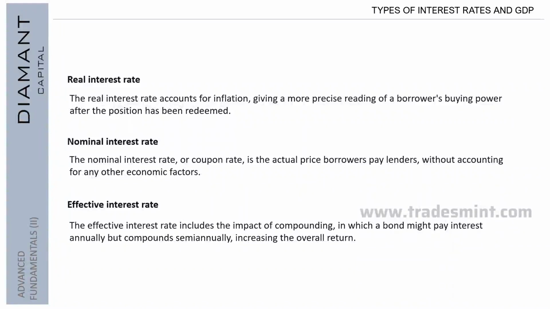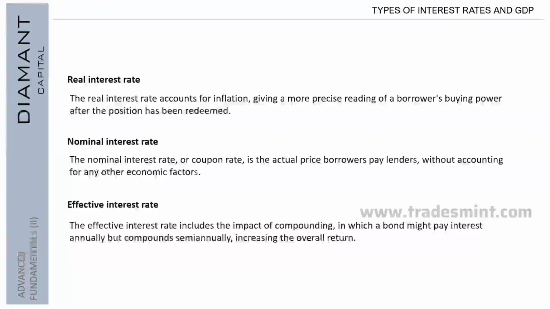The real interest rate is what you're going to be hearing a lot in the news. This is what a lot of economists use, especially in their data. The real interest rate accounts for inflation, giving a more precise reading of a borrower's buying power after the position has been redeemed. The nominal interest rate, or coupon rate, is the actual price borrowers pay lenders without accounting for any other economic factors. And the effective interest rate includes the impact of compounding, in which a bond might pay interest annually but compound semi-annually, increasing the overall return.